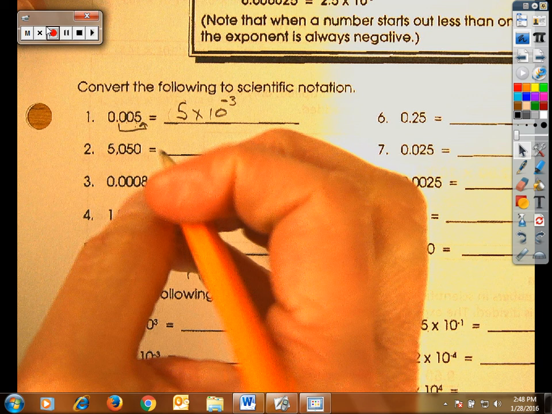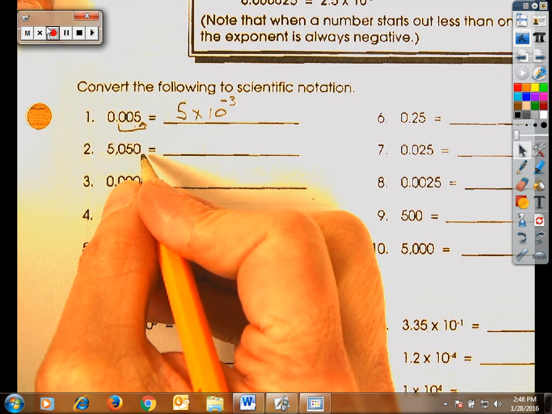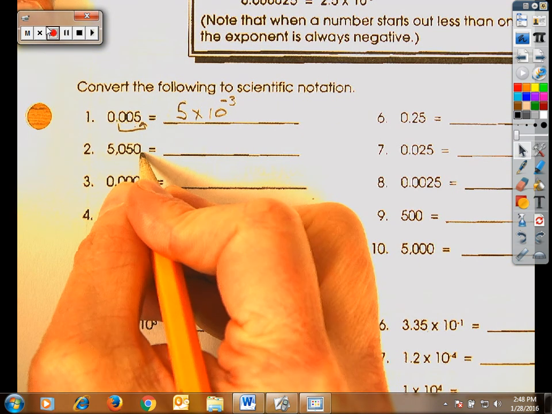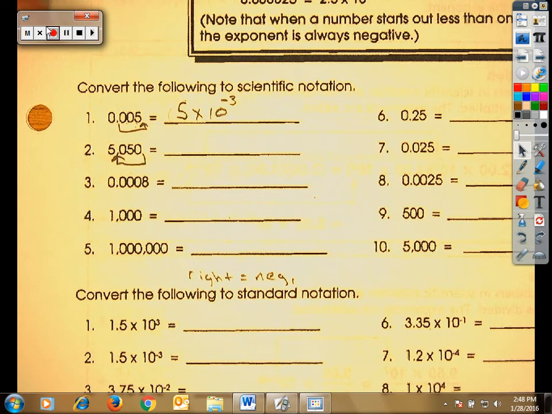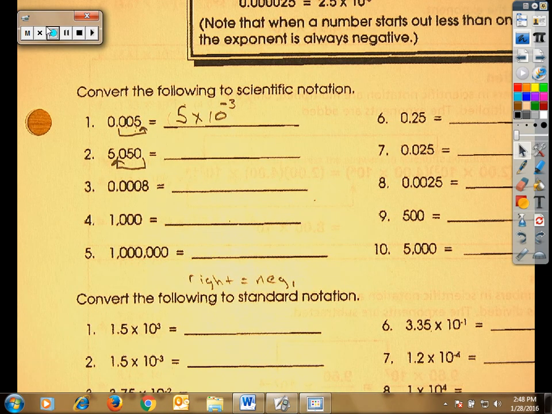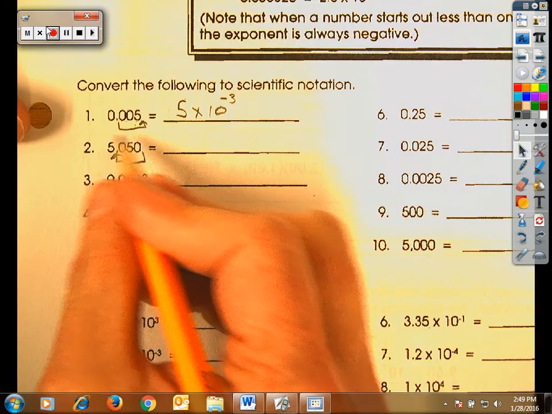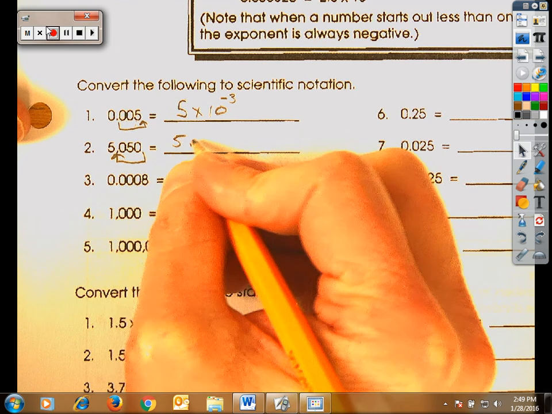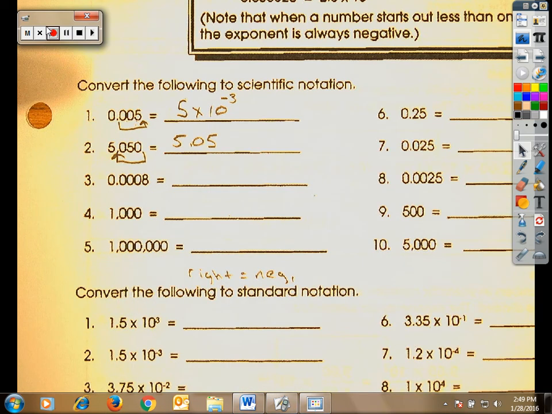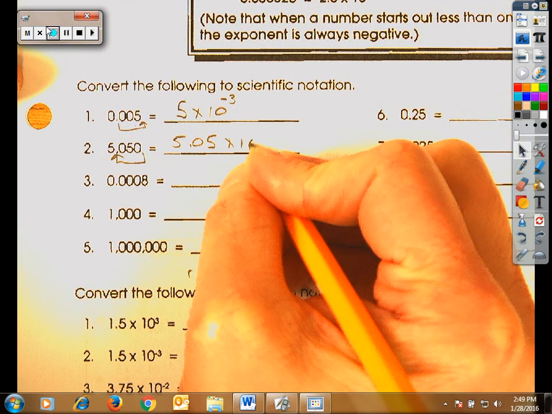Again, what we've got to do is move the decimal point so there's one number in front of it. If there's no decimal point, assume it's at the end. We need to move it so there's one number in front of it. As I said, maintain significant figures. This has 3 significant figures because the trailing 0 doesn't count. So it's 5.05 times 10 to some power.